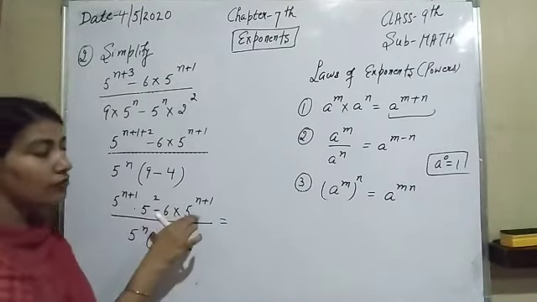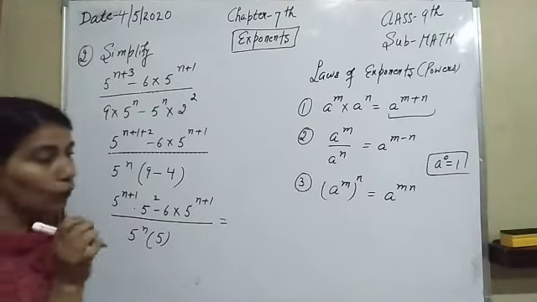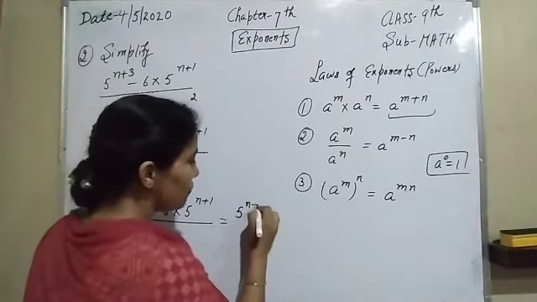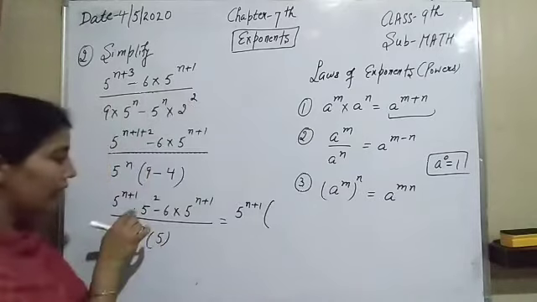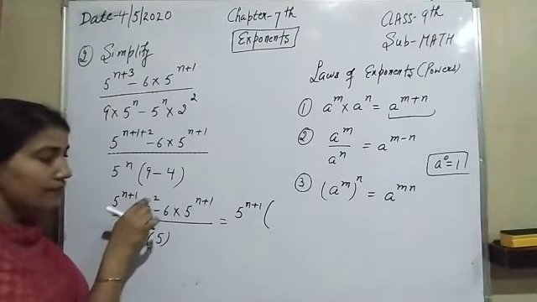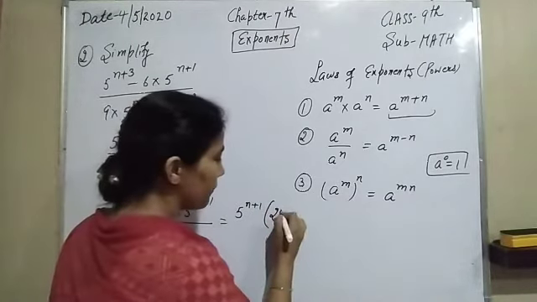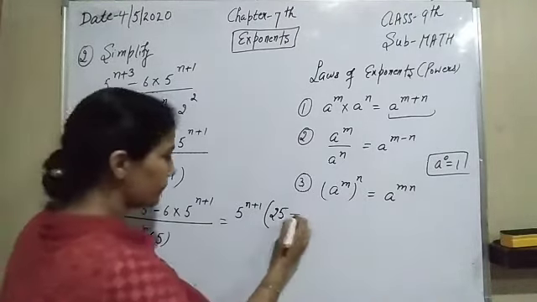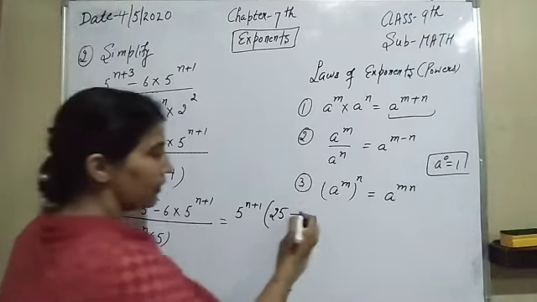So we can take 5 raised to power n plus 1 as a common value. Here is 5 raised to power n plus 1. Now here is 5 square. 5 raised to power n plus 1 is common. 5 square is 25. Here is the negative symbol. Here is 6, and that is the only common value.